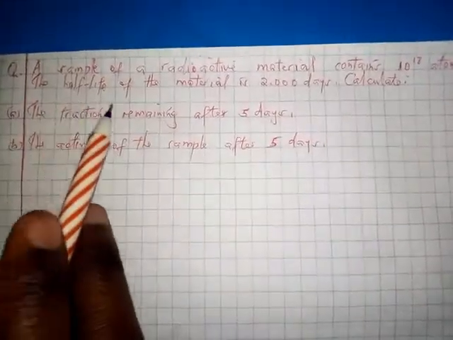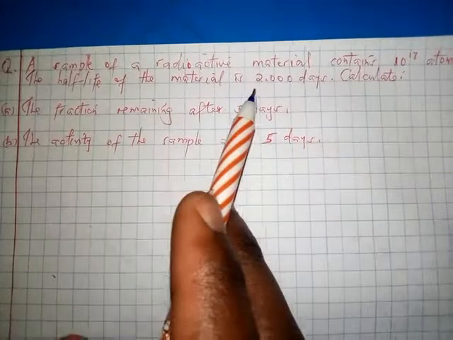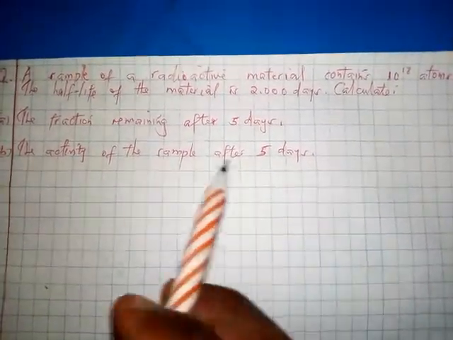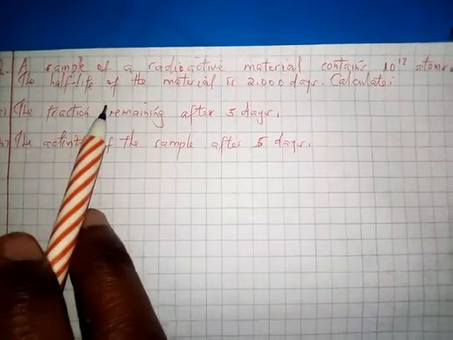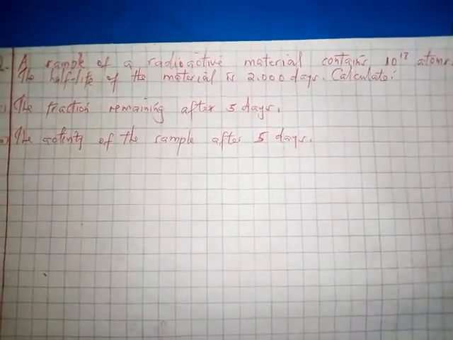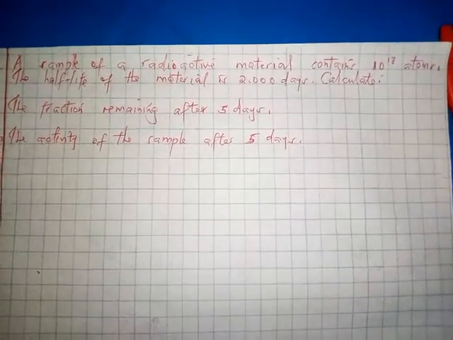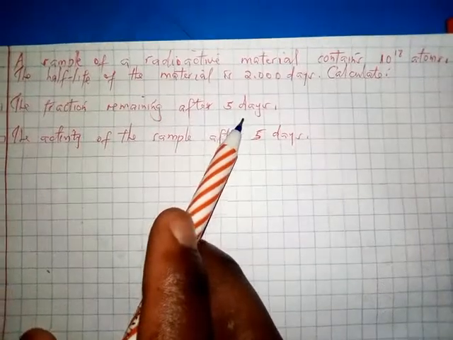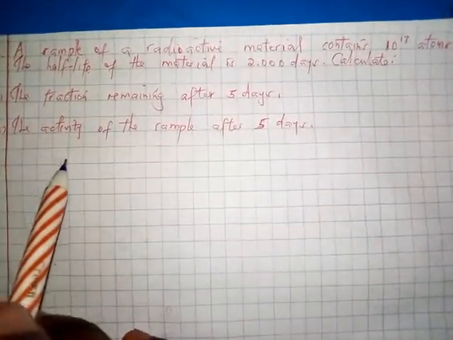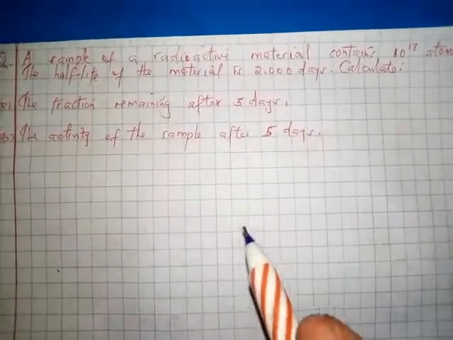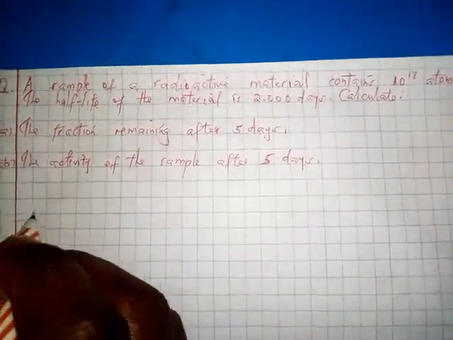A sample of a radioactive material contains 10 raised power 18 atoms. The half-life of the material is 2.000 days. Calculate A, the fraction remaining after 5 days. B, the activity of the sample after 5 days. Solution.